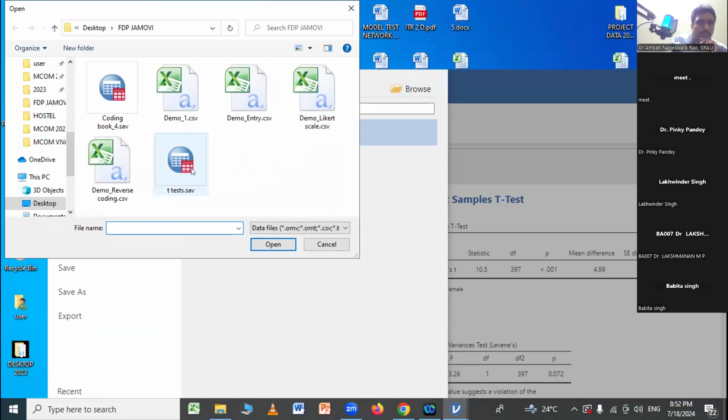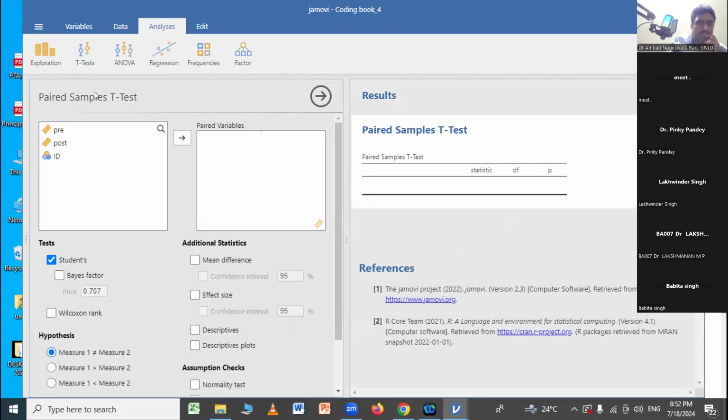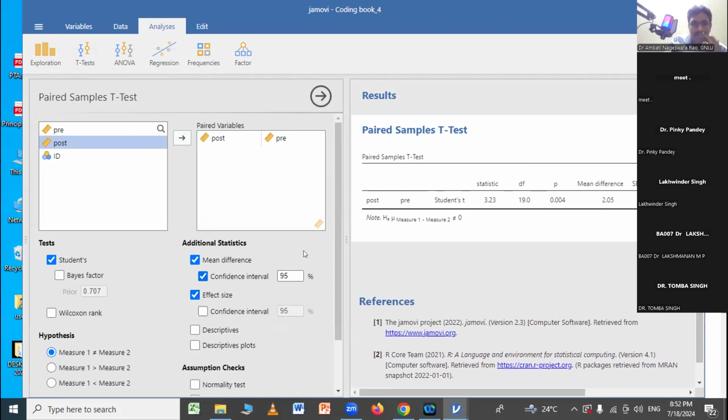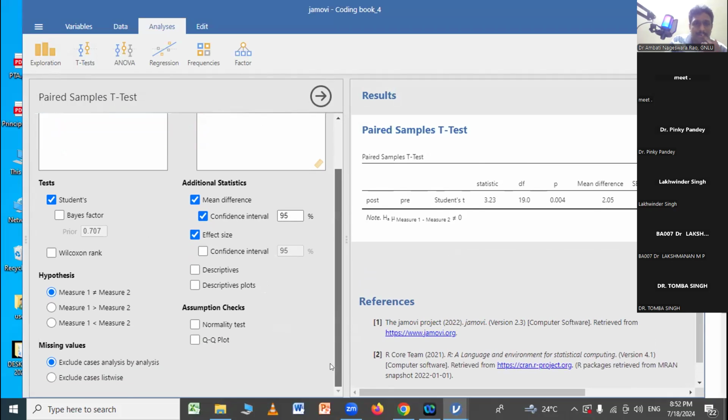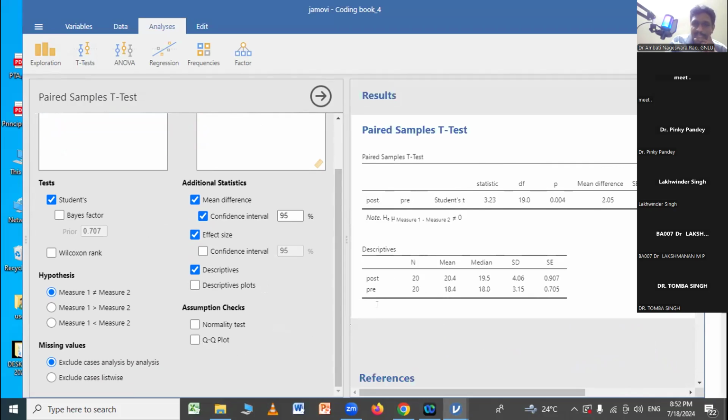Coding book 4. Okay. Very good. Descriptives, you can select the descriptives. Yes, we are able to complete it. So we got the results, mean difference, pre and post.